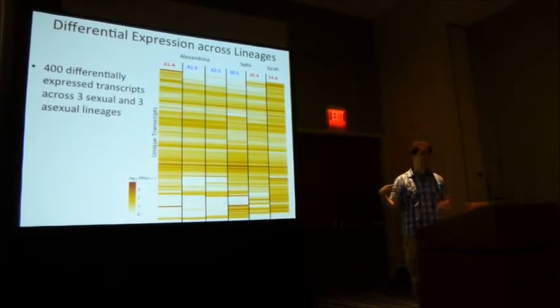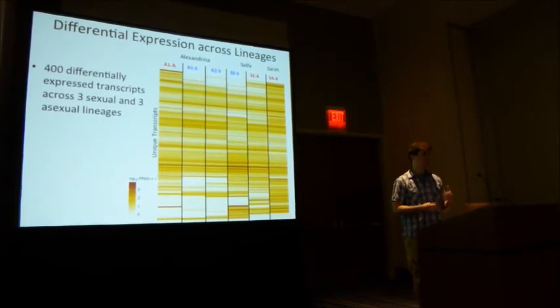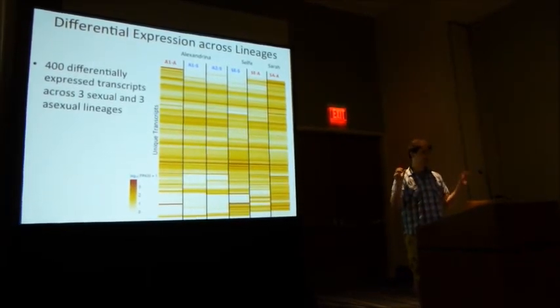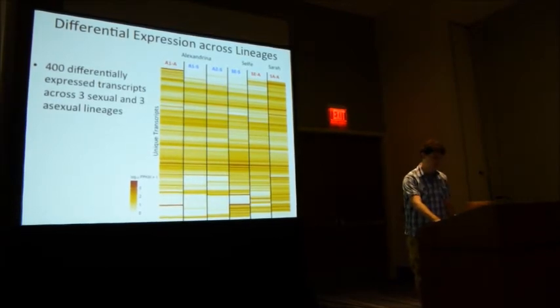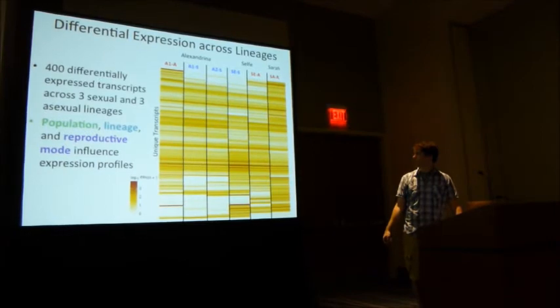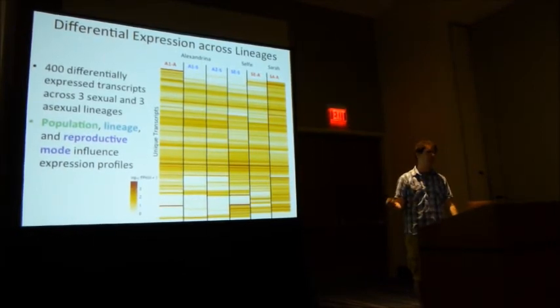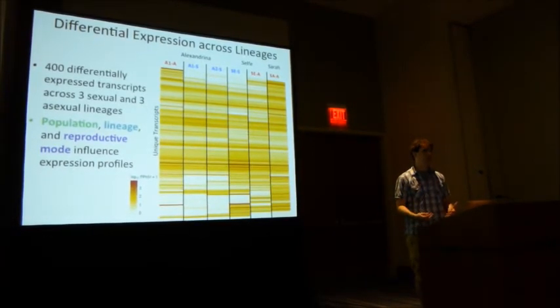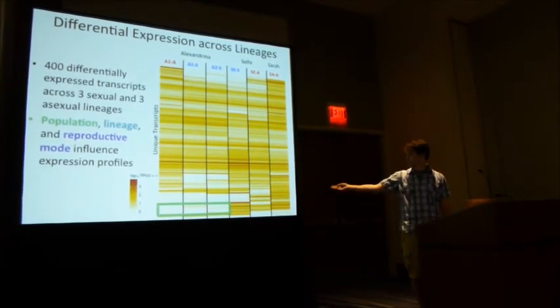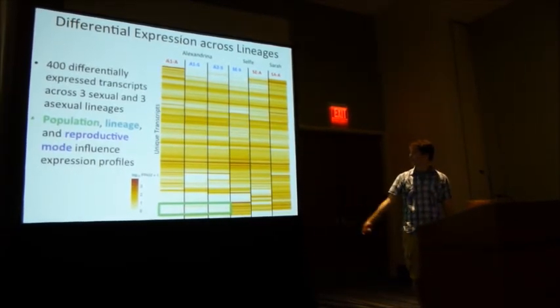And this is 400, just kind of a random sample. There were about 5,000 total that had significance between any two lineages. And what we see with these expression profiles is that population, lineage, and reproductive mode all seem to influence the expression profiles. So we have areas down here that are influenced by population.